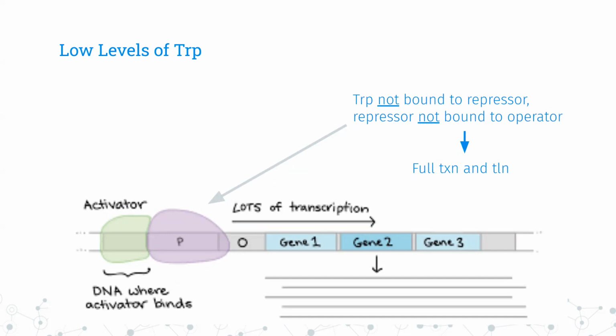During low levels of TRP, the cell really needs to make this TRP, this amino acid that's crucial in protein generation. So what happens? Oh God, the picture is terrible. There's full transcription and full translation, and all the genes are transcribed. There's nothing to do with the attenuator. Everything goes swell in the cell when there are low levels of TRP.